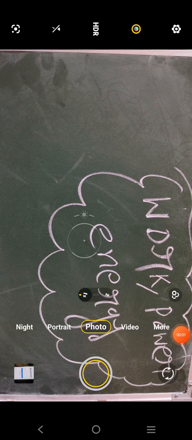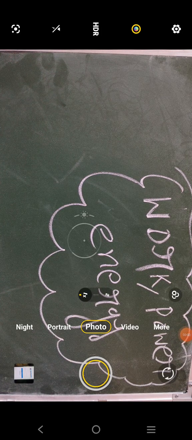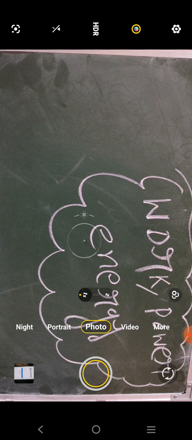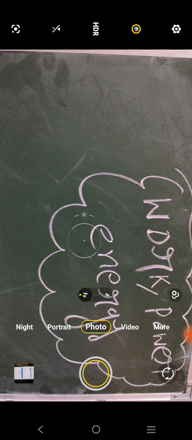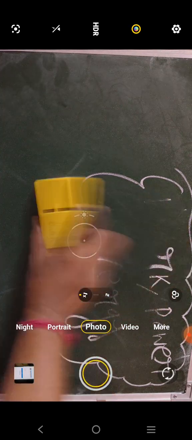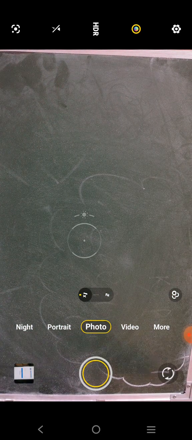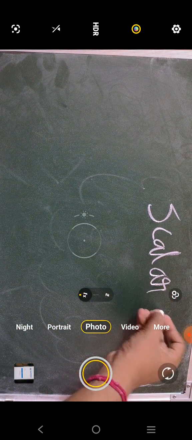Hello students, today our topic of discussion is work, power and energy. Literally, we will discuss work, power, energy in a very detailed manner. So before going to discuss work, power, energy, first we want to discuss a very important concept, that is scalar product.